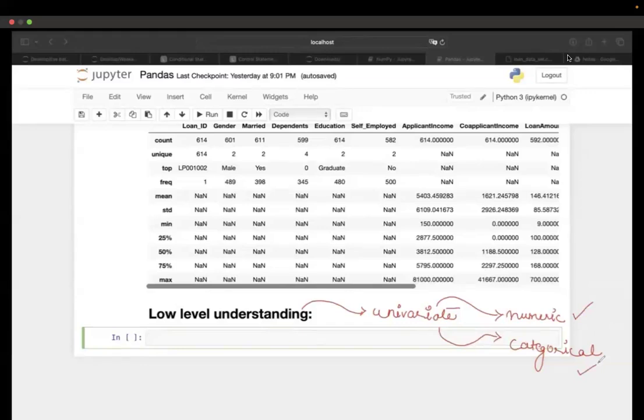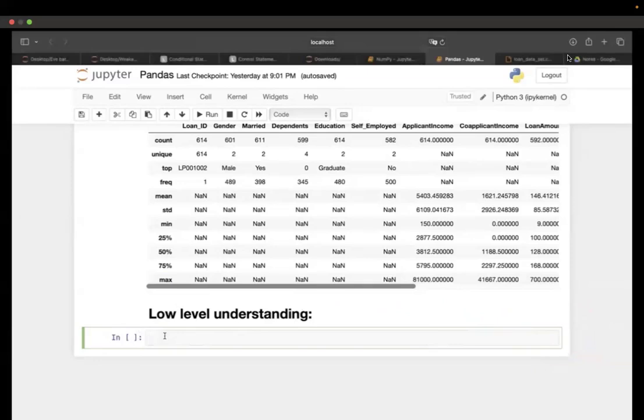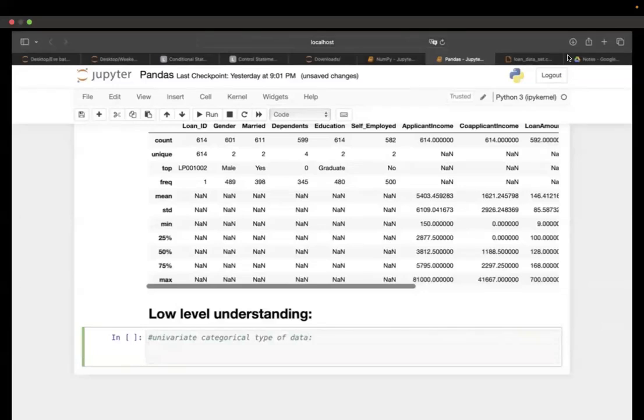Okay, we will pick univariate categorical combination in one go. Then we will pick univariate numerical combination in the second go. Like this. Okay. So the first combination I'm picking here is univariate categorical type of data. Let me write it down. Univariate categorical type of data. Okay.